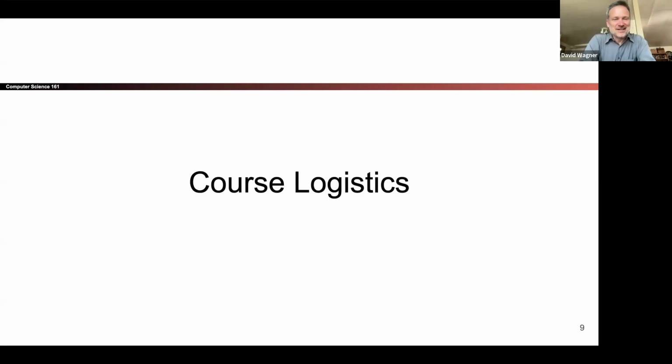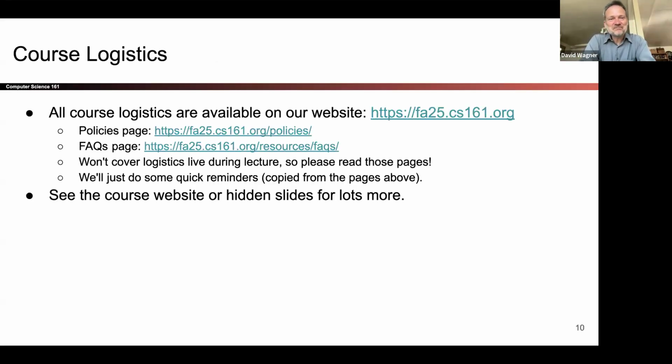Logistics. There's a ton of stuff on the webpage about how this course works and all the policies and all of the homeworks and the projects and when they'll be due and when exams are and how to get help and discussion sections. And I'm not going to go through all of that in loving detail. So just read the webpage, or you can look through the slide deck online. There's some hidden slides with a ton of info.